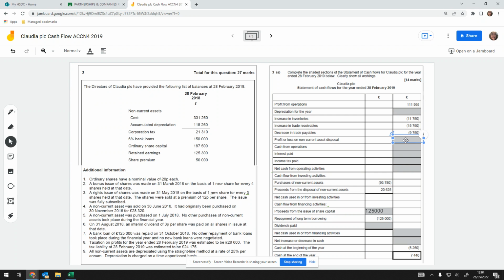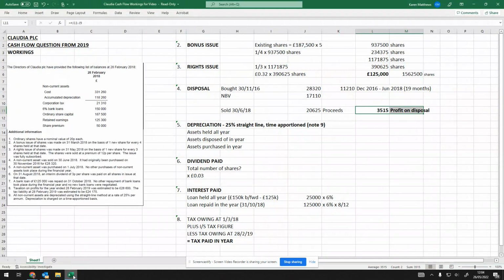Now we know we made a profit of 3,515. So actually we're going to need to deduct that. This can often be a little bit confusing, but we're going to take 3,515 away. The reason for that being that when we did this profit from operations, we would have included that profit on disposal, 3,515. That would have increased our profit from operations, but actually it hasn't had an impact on cash. So we need to remove it. We need to take it away. Okay. Right. So that's the disposal dealt with.